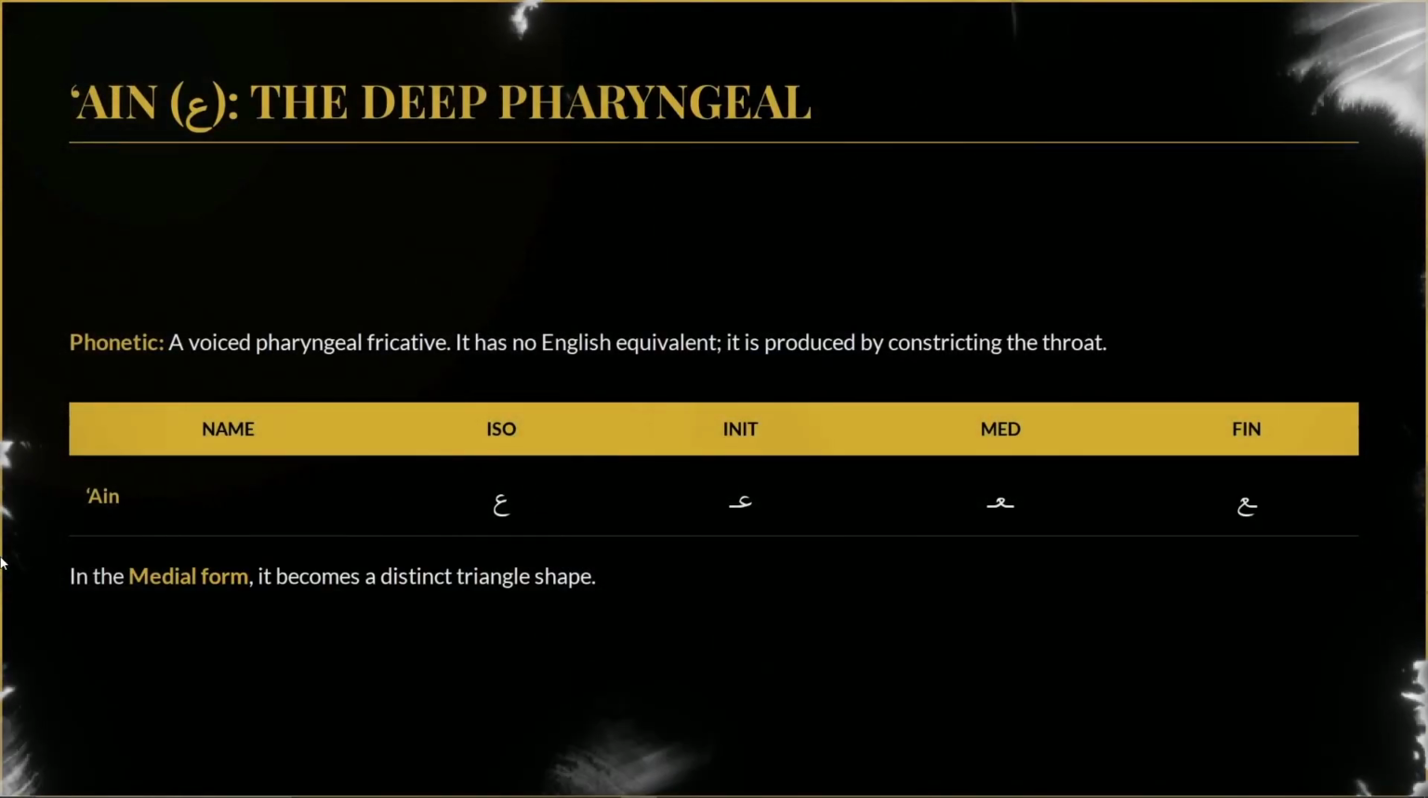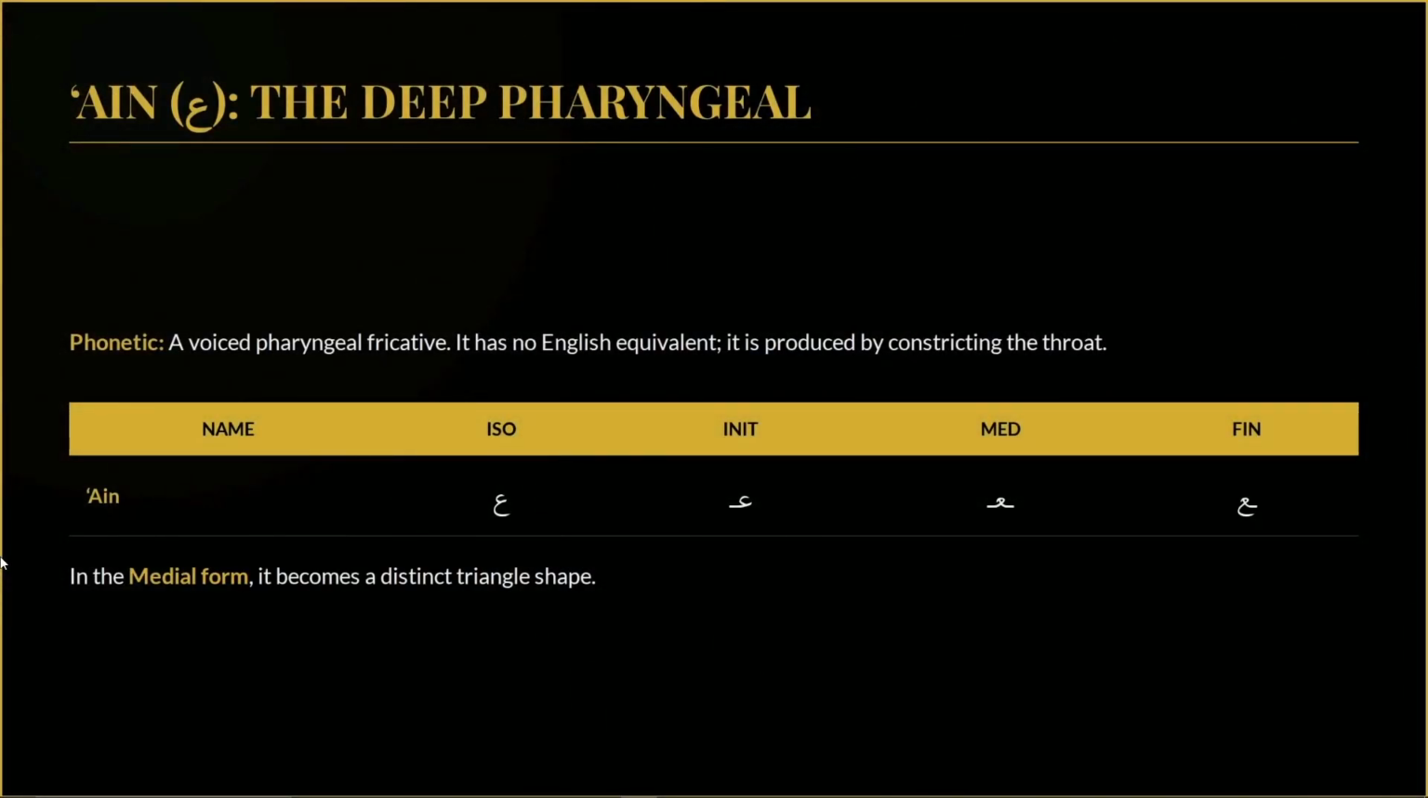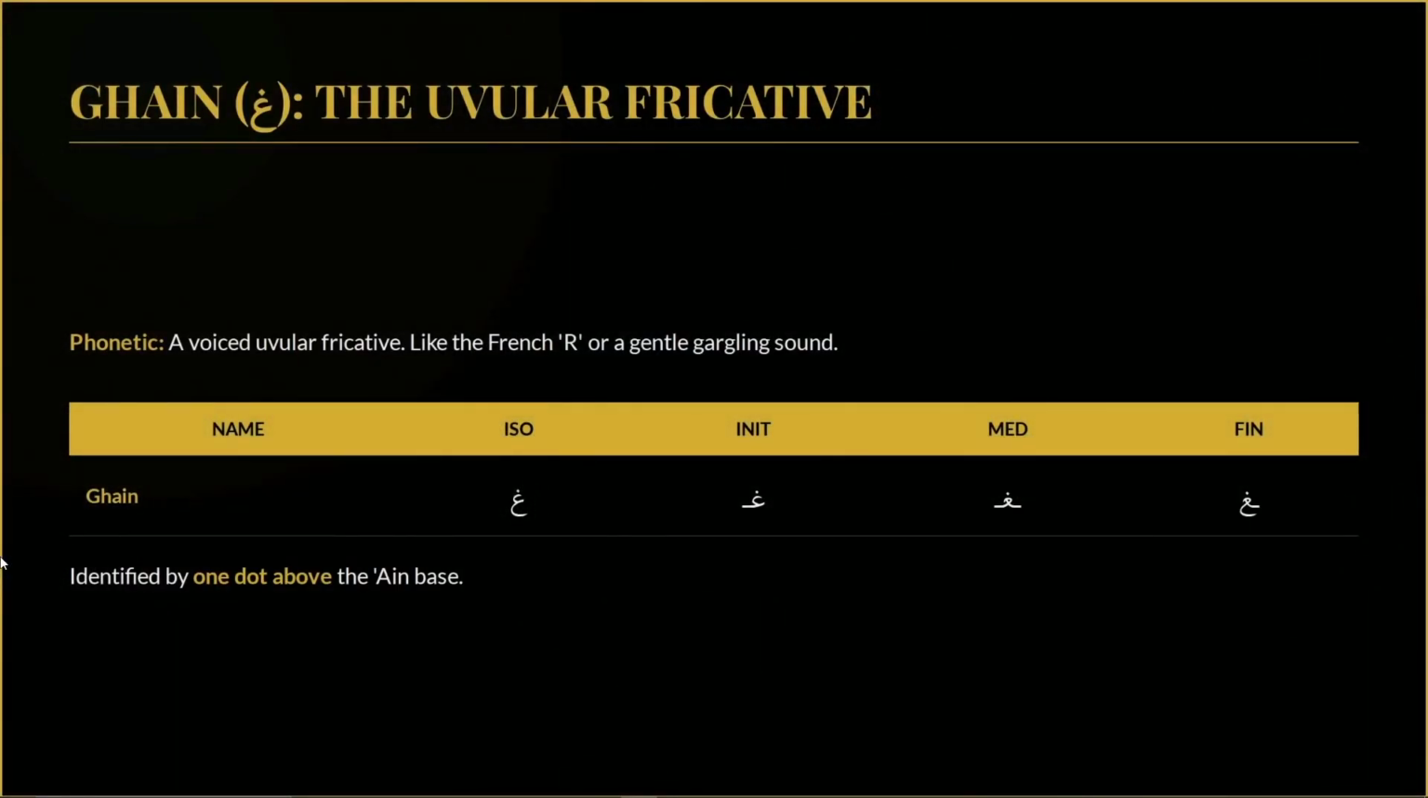Family 6, the throat compression: Ain and Ghain. The Ain is perhaps the most distinct sound in the language. A voiced pharyngeal fricative, its medial form undergoes a radical transformation into a closed triangular loop. Its neighbor, the Ghain, carries one dot and sounds like a valvular gargle.